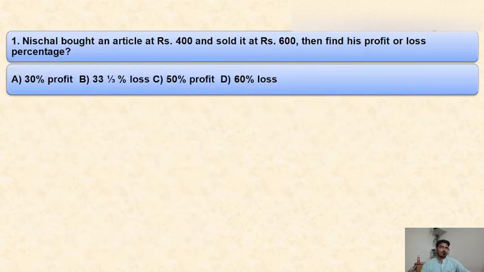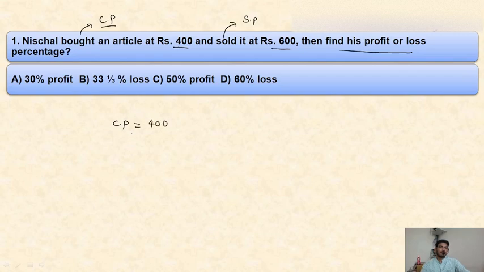The first question is: Nishal bought an article for 400 rupees and sold it for 600 rupees. Then find the loss or profit percentage. This is a very basic question on profit and loss. Suppose the question mentions bought, that is considered as the cost price, and sold is considered as the selling price. So what is the cost price he has given here? Cost price he has given as 400 rupees. And what is the selling price? Selling price he has given as 600 rupees.